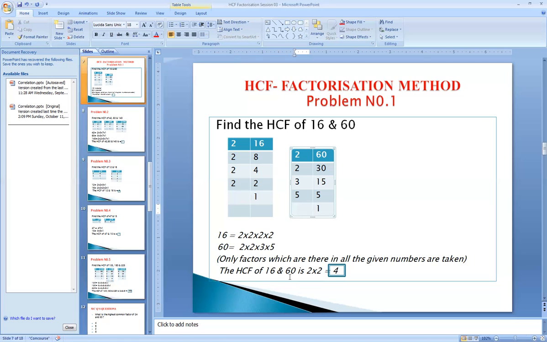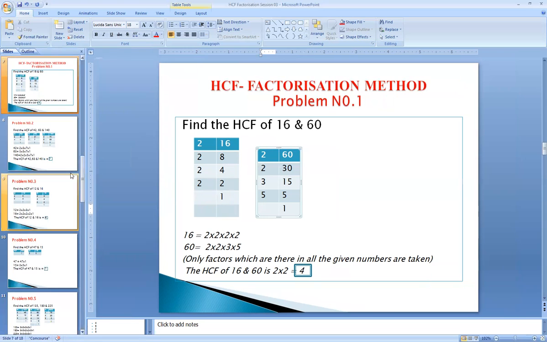Therefore, for the HCF of 16 and 60, finally we multiply the common factors, 2 into 2, and the product we get is called the HCF of those numbers. 2 into 2 is nothing but 4. Therefore the value of HCF is 4. So this is how to calculate the value of HCF under factorization method.